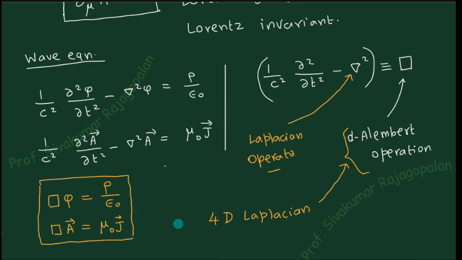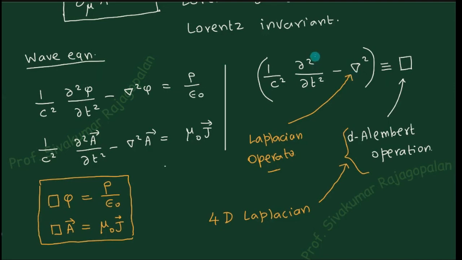This is one thing. Second thing is, this particular operator has a built-in structure. As you can see that del square takes care of 3 space elements. The first element, 1 by c square into dou square by dou t square, takes care of the time component. That means the D'Alembert operator is interestingly somehow already taking care of the Lorentz transformation, or whatever it is, the so-called special relativity. The property of the special relativity is already built in this kind of an operator.